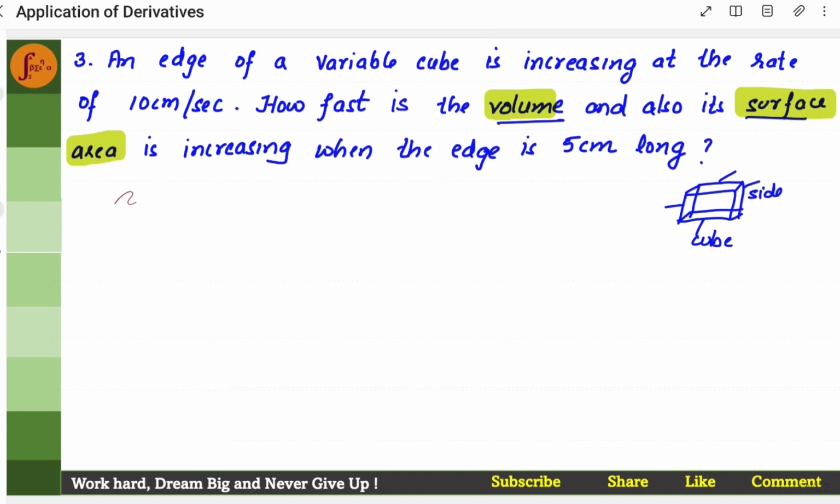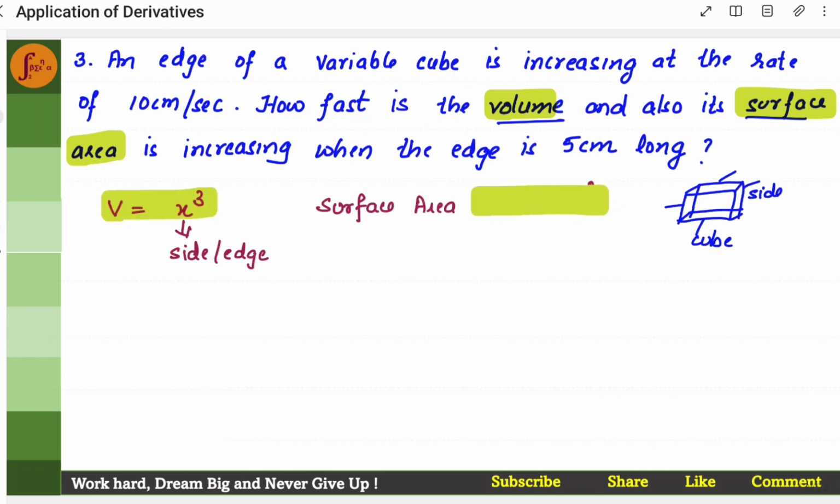So what is the volume formula? Volume of cube is x cube. X is the side, right? X is the side or edge. And what is the surface area of a cube? Surface area of cube is 6 into x square. Again, these formulas are important to remember.